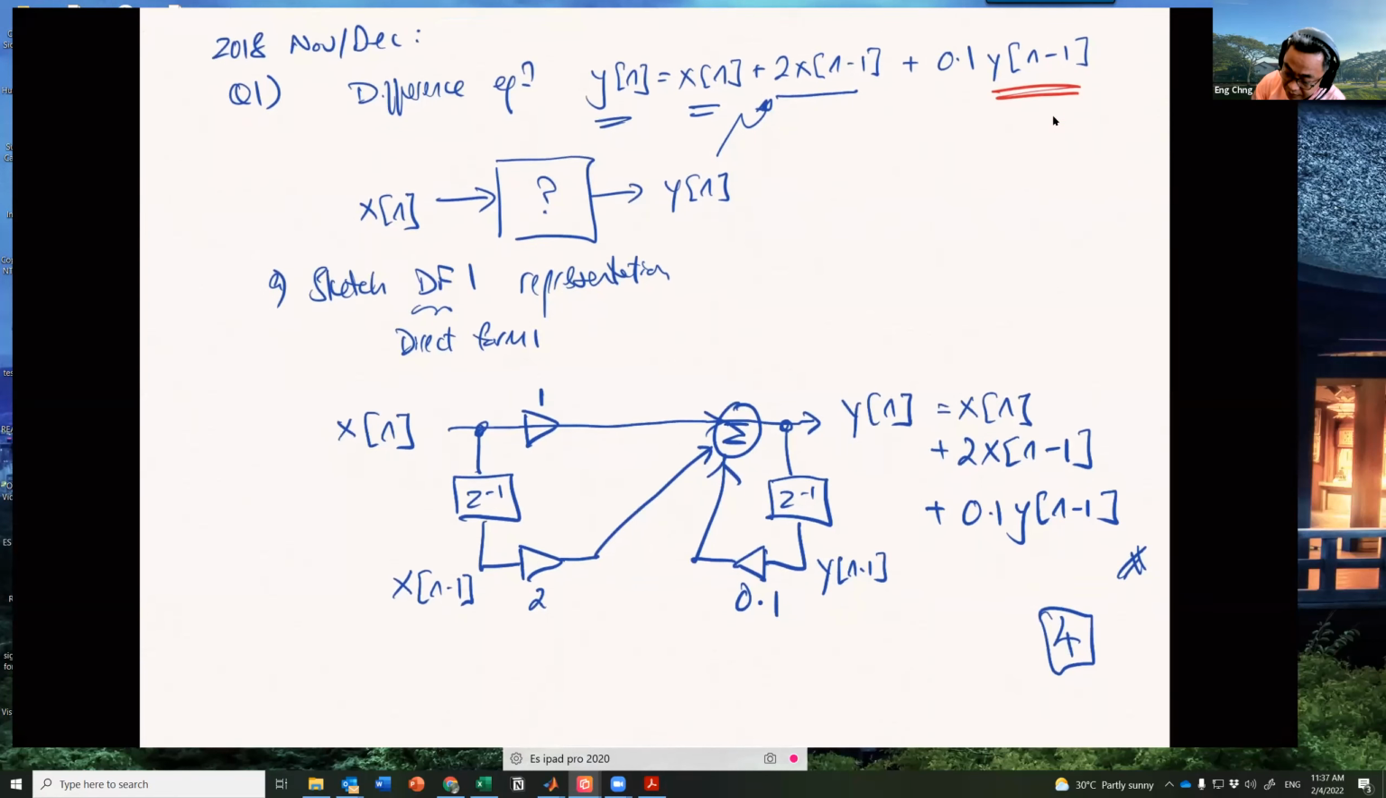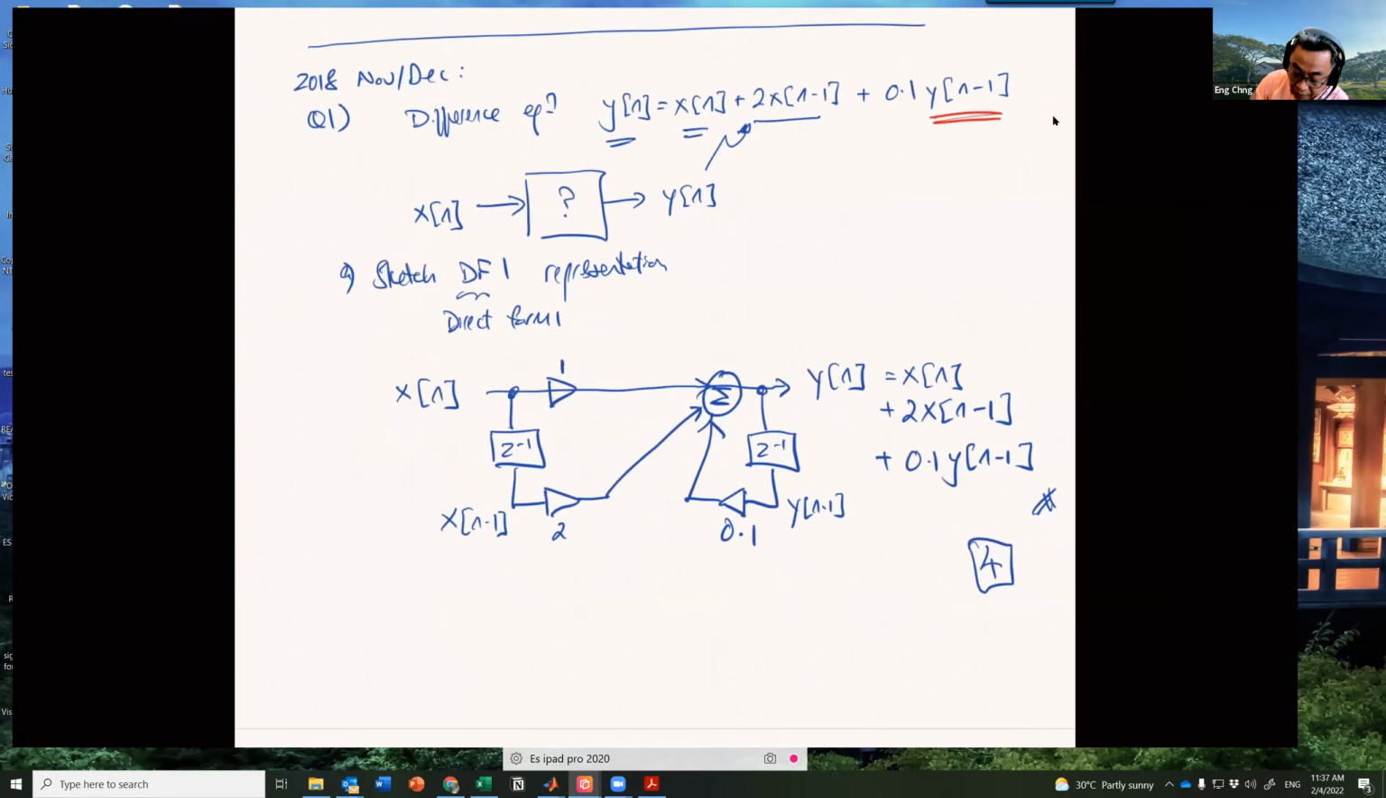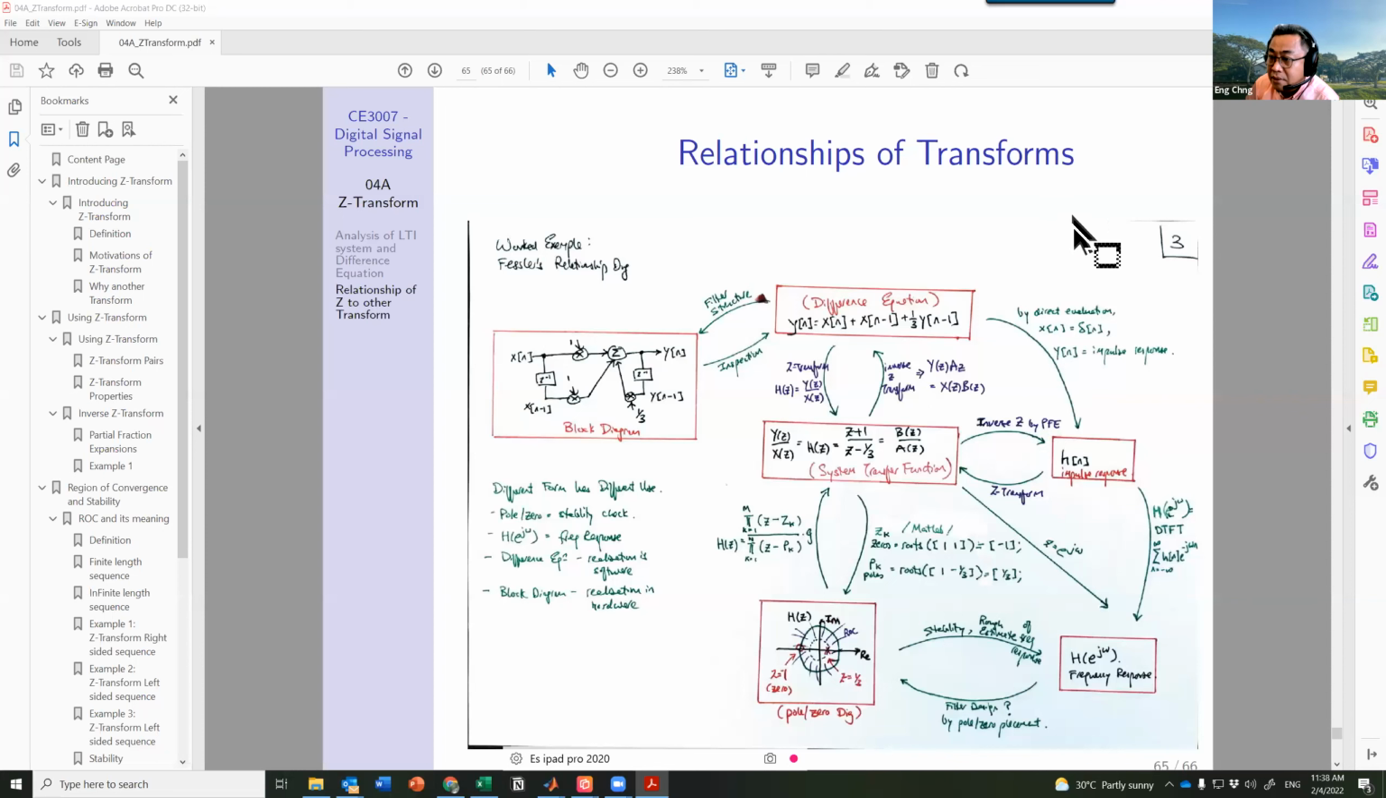Okay, so that's the first one. Right, any questions, guys? I'll pause. Right, so this page is a guide. So I've given you a difference equation, and I ask you to draw the direct form 1. In my part, you only learn the direct form 1. Later on, in the second part of the course, you can do direct form 2, transpose form, different forms. But the direct form 1 representation is the simplest. Okay. All right. So that's the 4-mark question here.